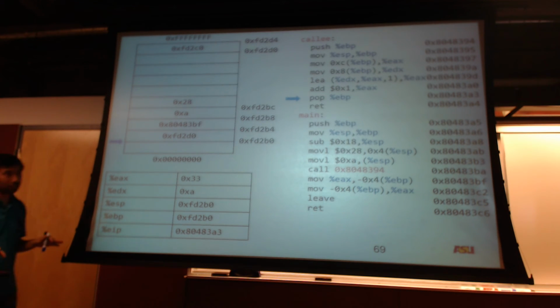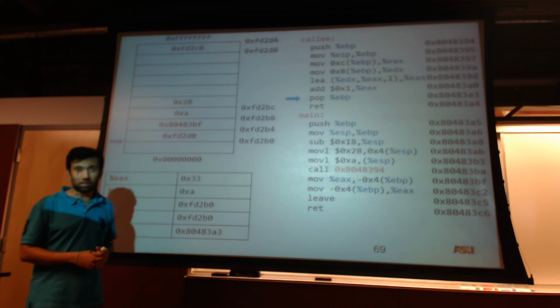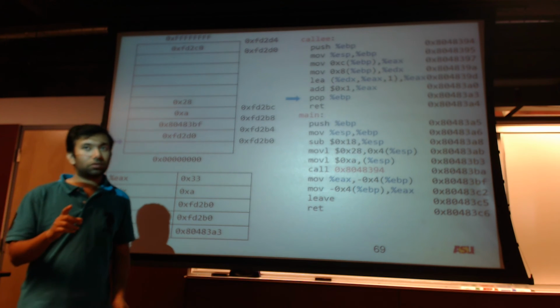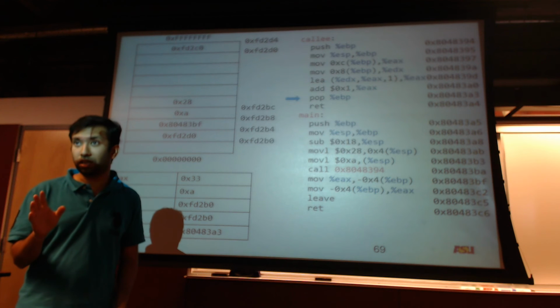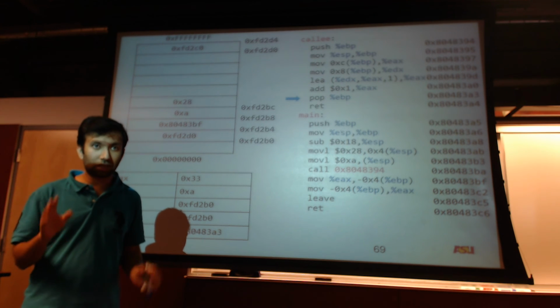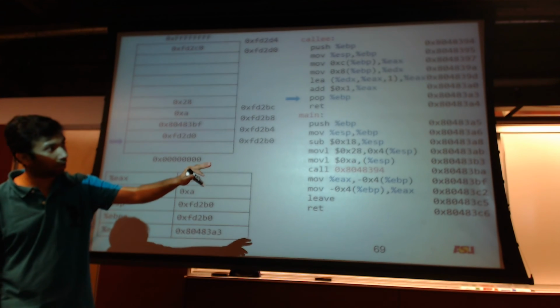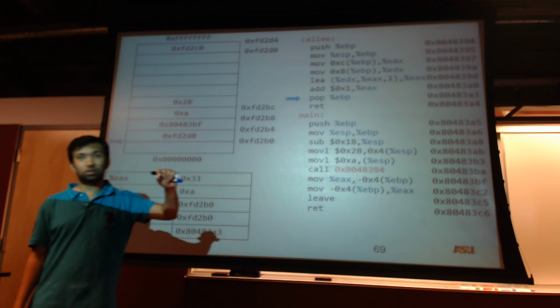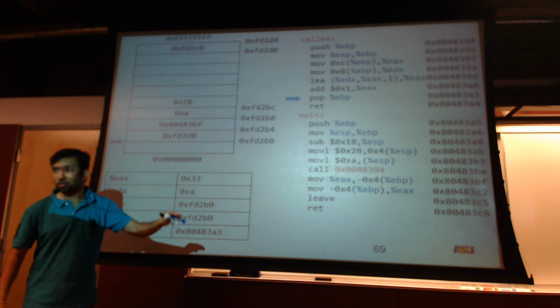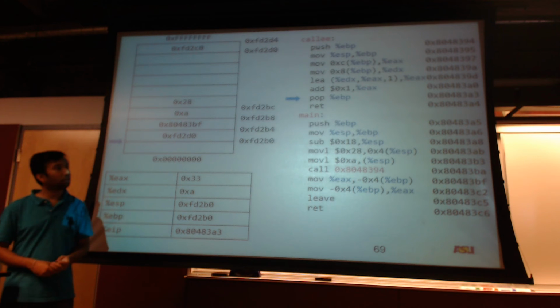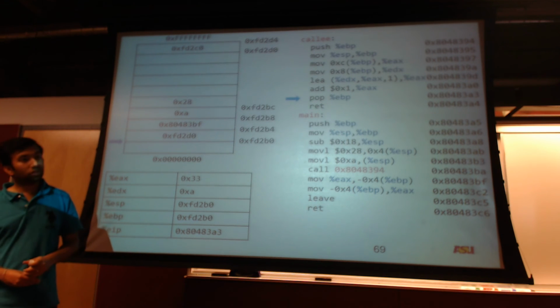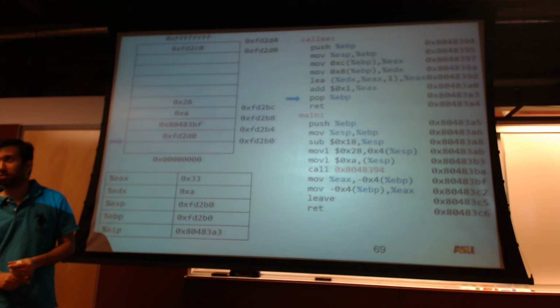So everything is done. Computation is done. Now, and also the return value is in EAX. Computation is done, return value is in EAX. So fourth responsibility of callee is done. Return value is in EAX. Now we come to the third responsibility. We have to reorder the stack. Right? We have to reorder the stack.